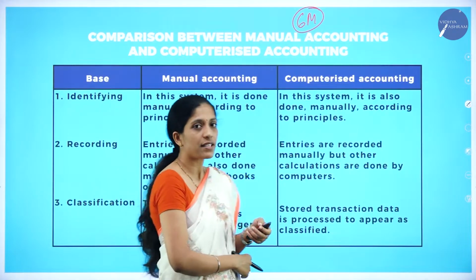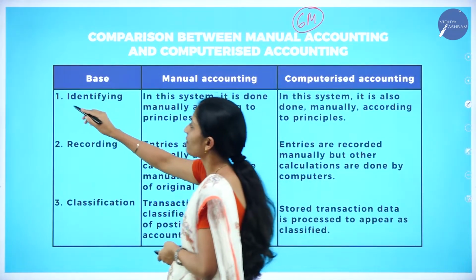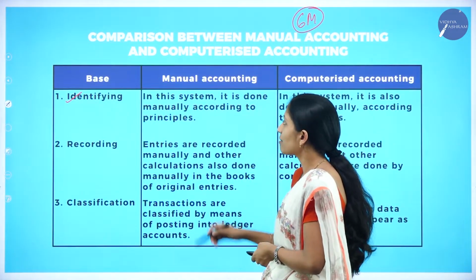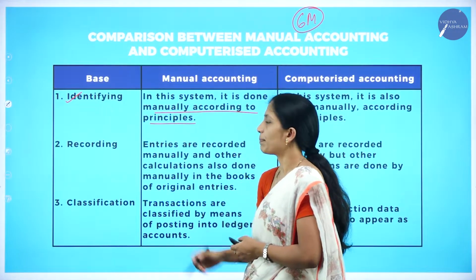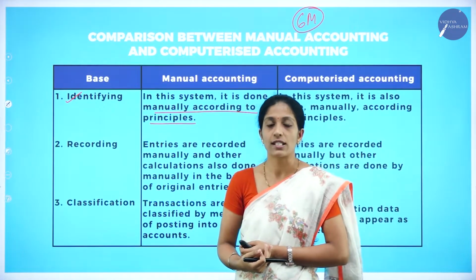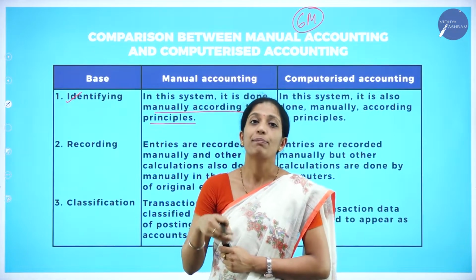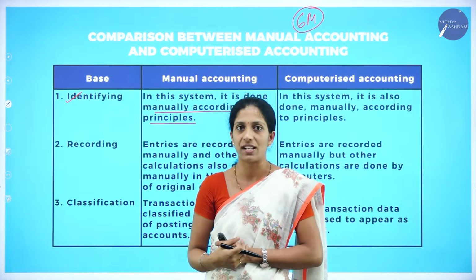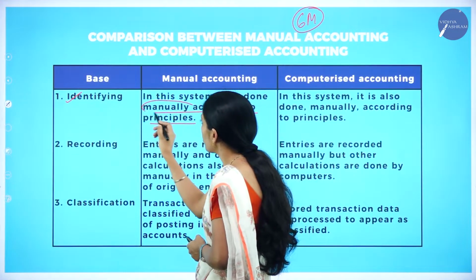Now, coming to the first difference, let us see the first one here. Coming to the first one, that is identifying. Under the manual accounting system, it is done manually according to the principles. Of course, we will identify the transactions that have to be recorded in the books of account, that is, manually, by using the accounting principles. Correct? So here it is done manually. You have to remember this word.